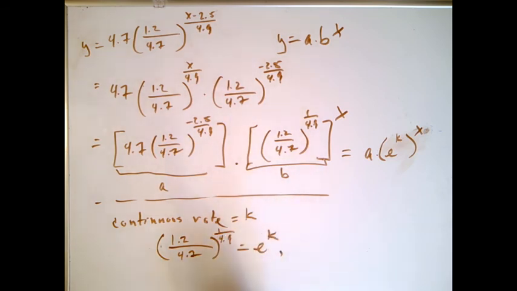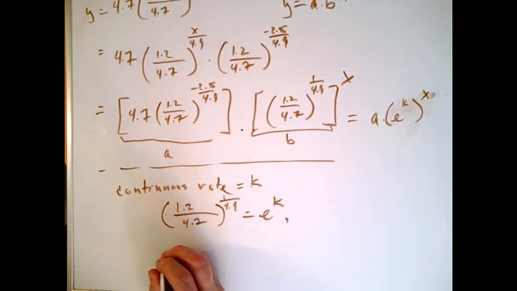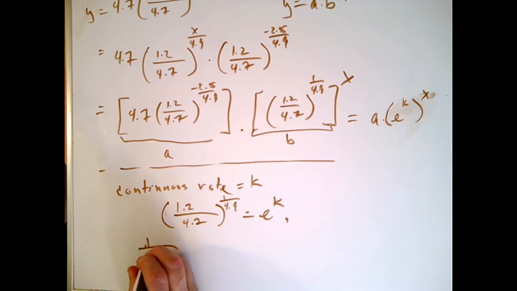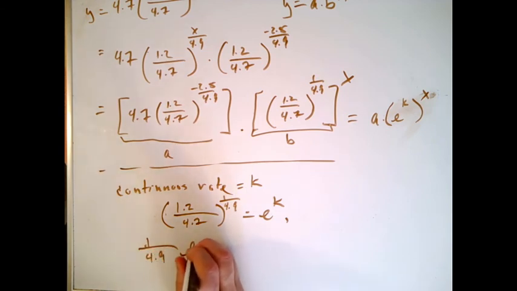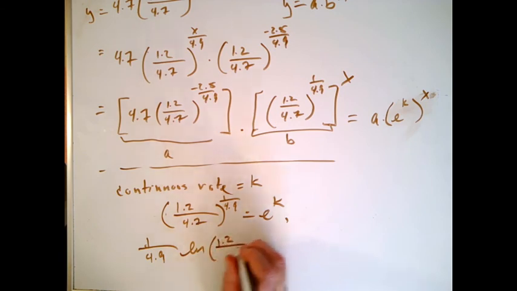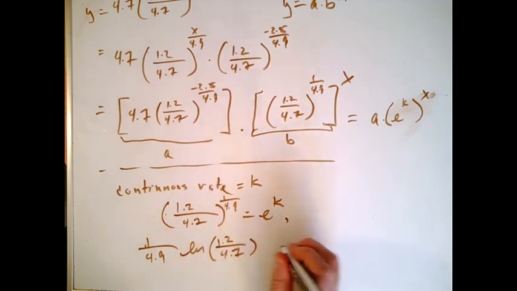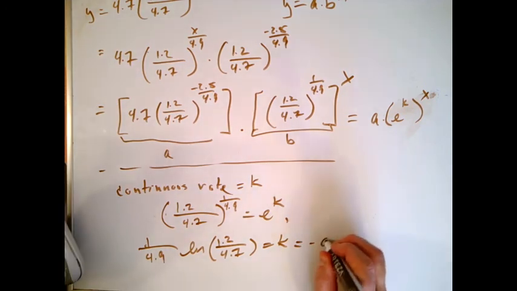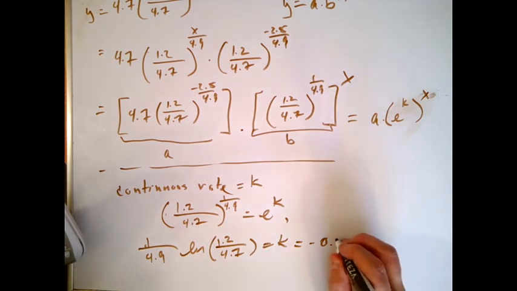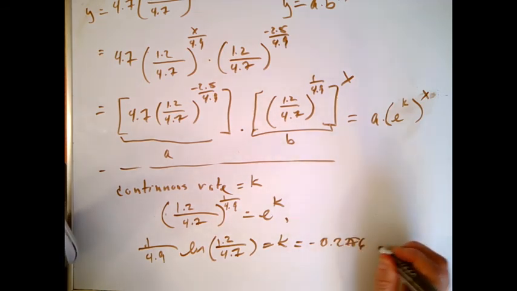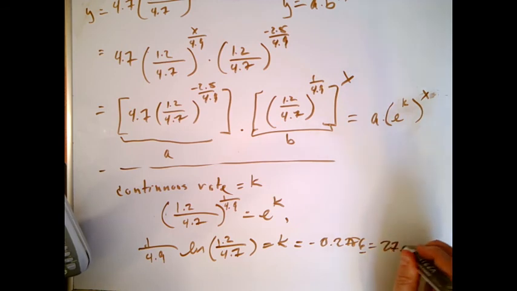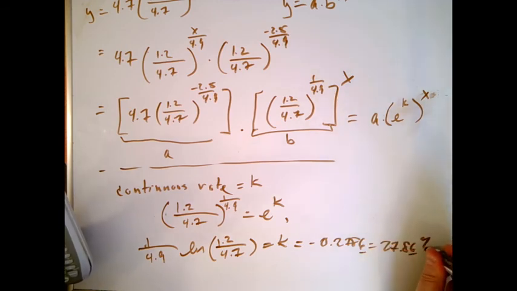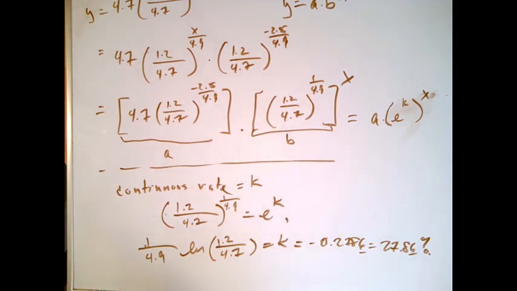We take the ln of both sides, and if I want to, I can bring down the 1 over 4.9. It really doesn't matter. I'm going to have 1 over 4.9 times the ln of 1.2 over 4.7. That's going to be equal to k. And according to the calculator, I think we're going to get negative 0.2786 rounded. So that's negative 27.86%, and that's how you would find a continuous rate.